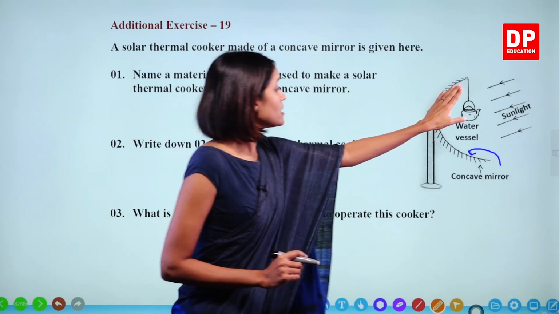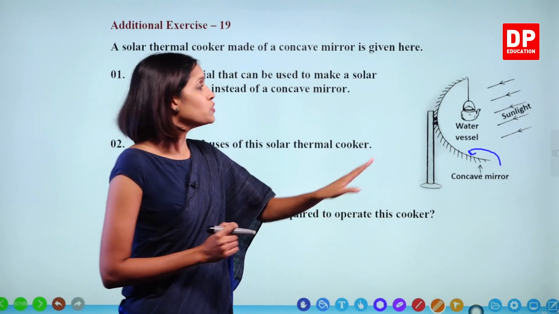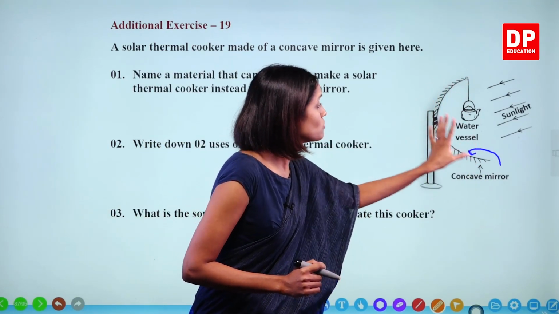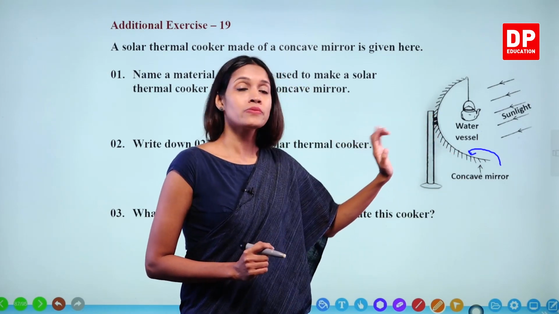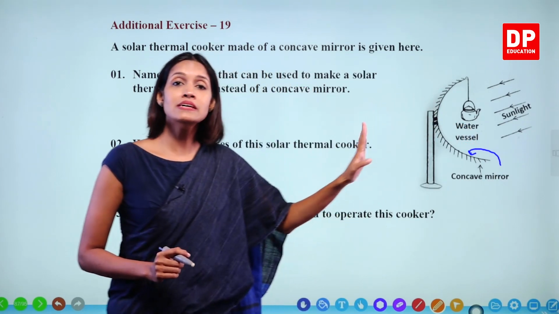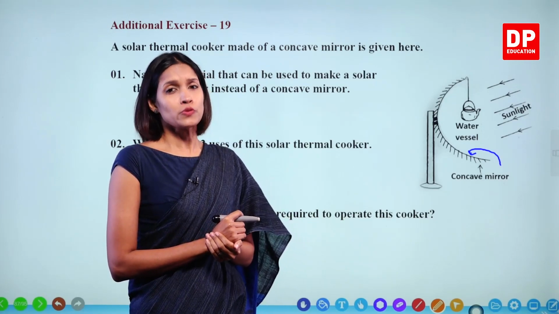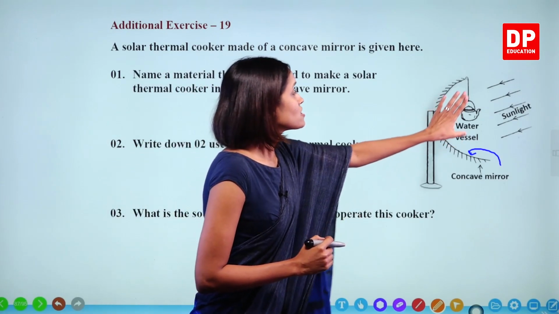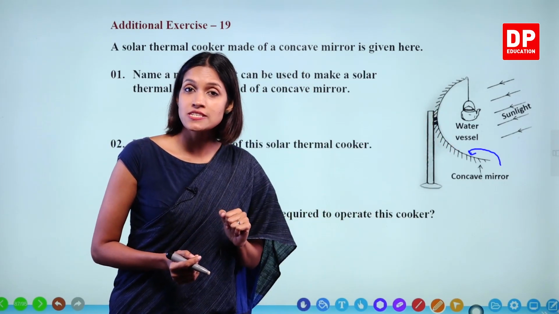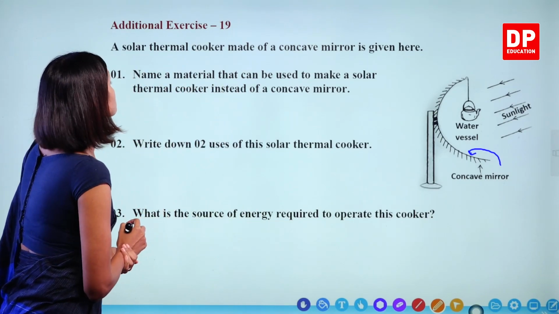So, instead of a concave mirror, what are the other substances that you can use? Whatever material you use to make this structure, you have to cover the inner part, the concave part, with a shiny silver color surface. Okay, children? In that case, you can cover it with aluminium foil or even aluminium sheets, right? So, we will write, name a material that can be used to make a solar thermal cooker.